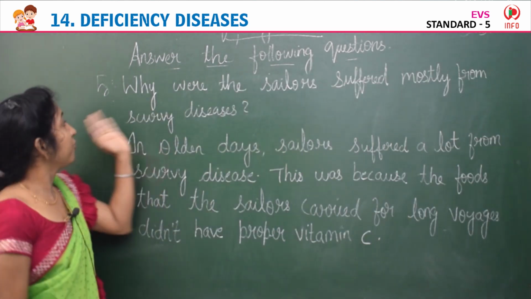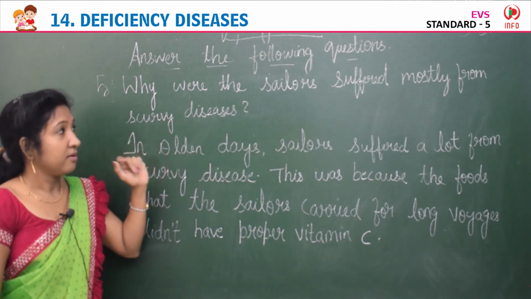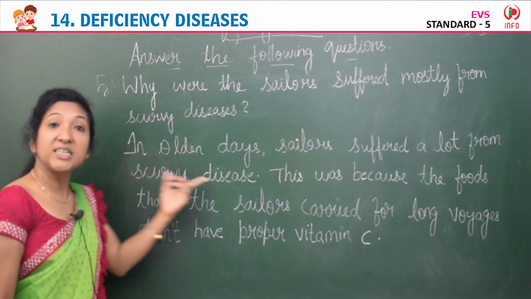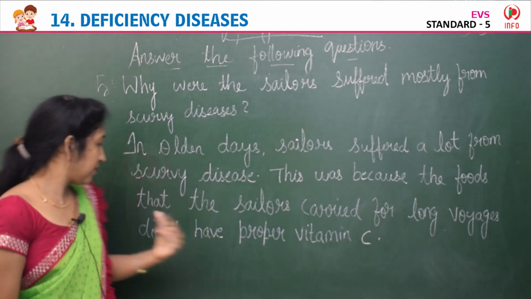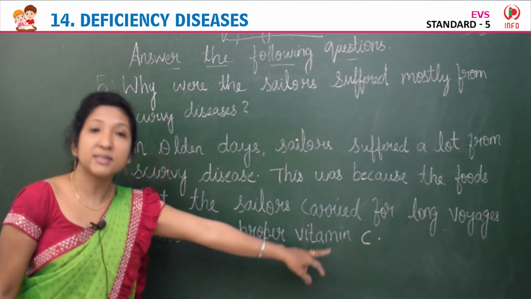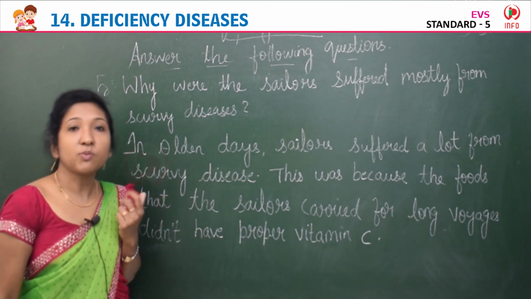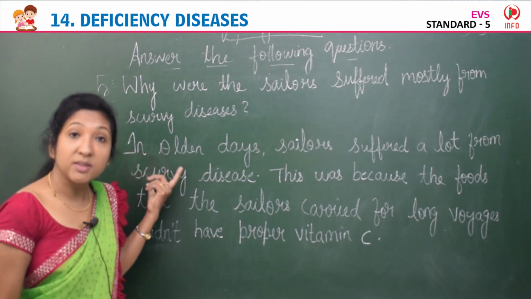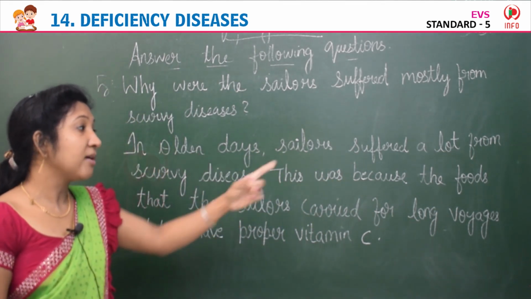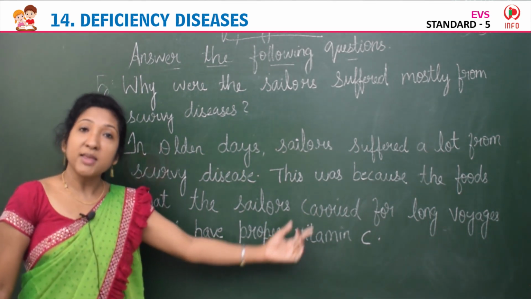Okay children? Next question, fifth question. Why did sailors suffer mostly from scurvy? In olden days, sailors suffered a lot from scurvy disease. This was because the foods that the sailors carried for long voyages didn't have proper vitamin C. Because they were traveling long distances, they weren't able to take food rich in vitamin C. That's why they suffered a lot from this disease.